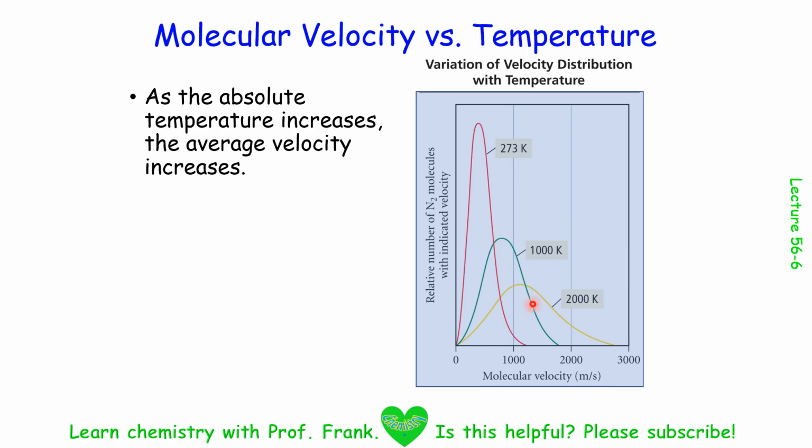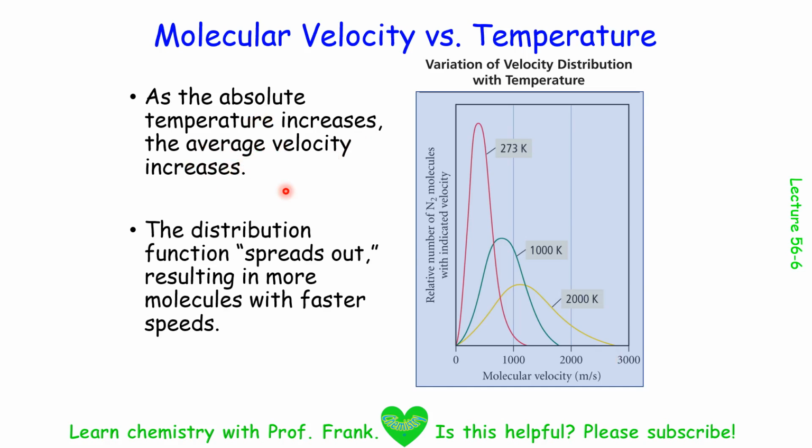Compare with higher temperature, 1000 K, the average speed is here. So at 1000 K, the speed is faster than at 273 K. And at 2000 K, you see right here, the average speed is even greater, even higher. Because the speed is on the x-axis. So therefore, as absolute temperature increases, the average velocity increases.